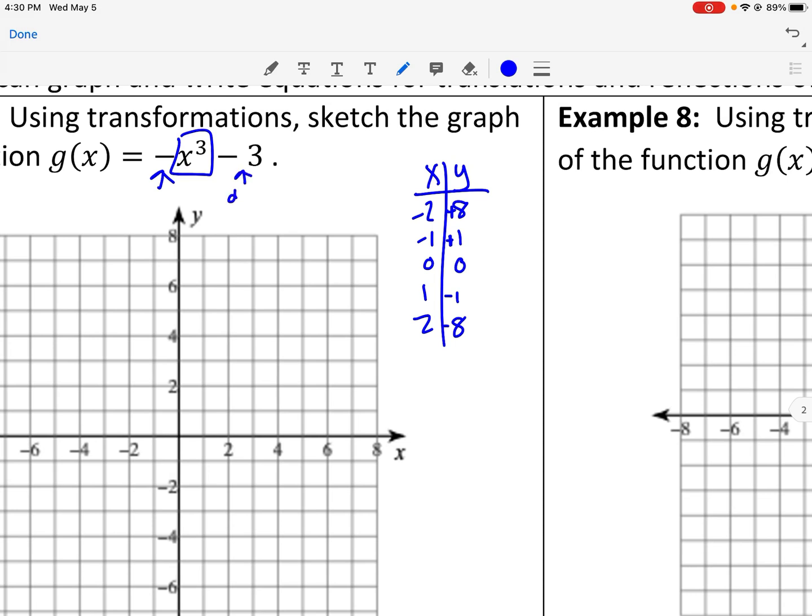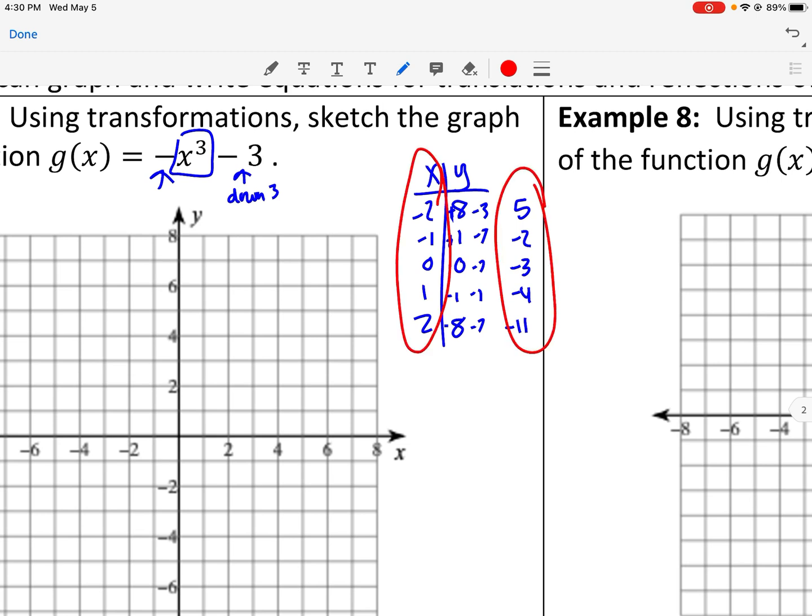And then the next thing that happens is we go down 3. If we go down 3, if you check the table up above, that means all of my y values, we're going to minus 3. So if we just minus 3 from all of these, 8 minus 3 gives me 5, 1 minus 3, 0 minus 3, negative 1 minus 3, negative 8 minus 3. Okay, so now we have new y values. Let me circle the new ones, but we still have these x values. Those x values have not changed.